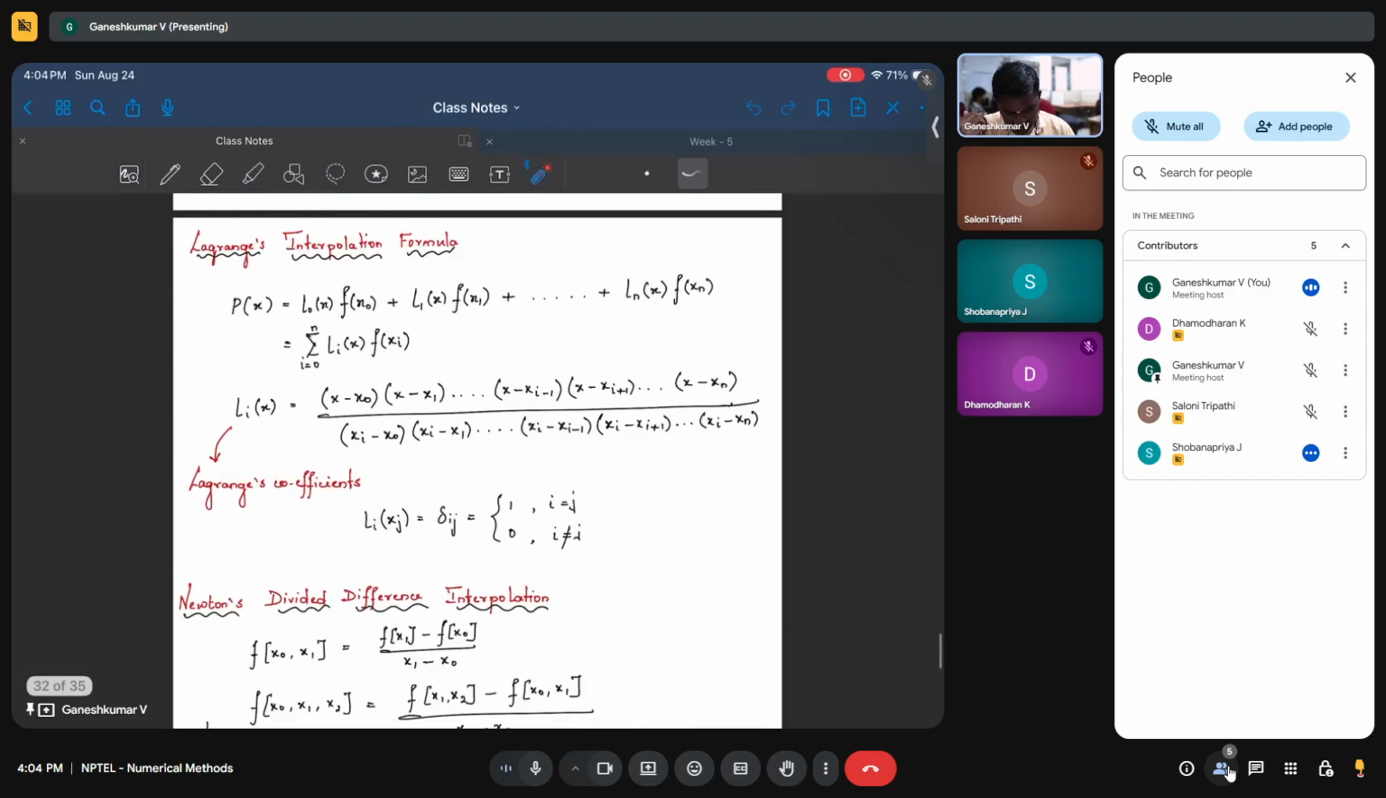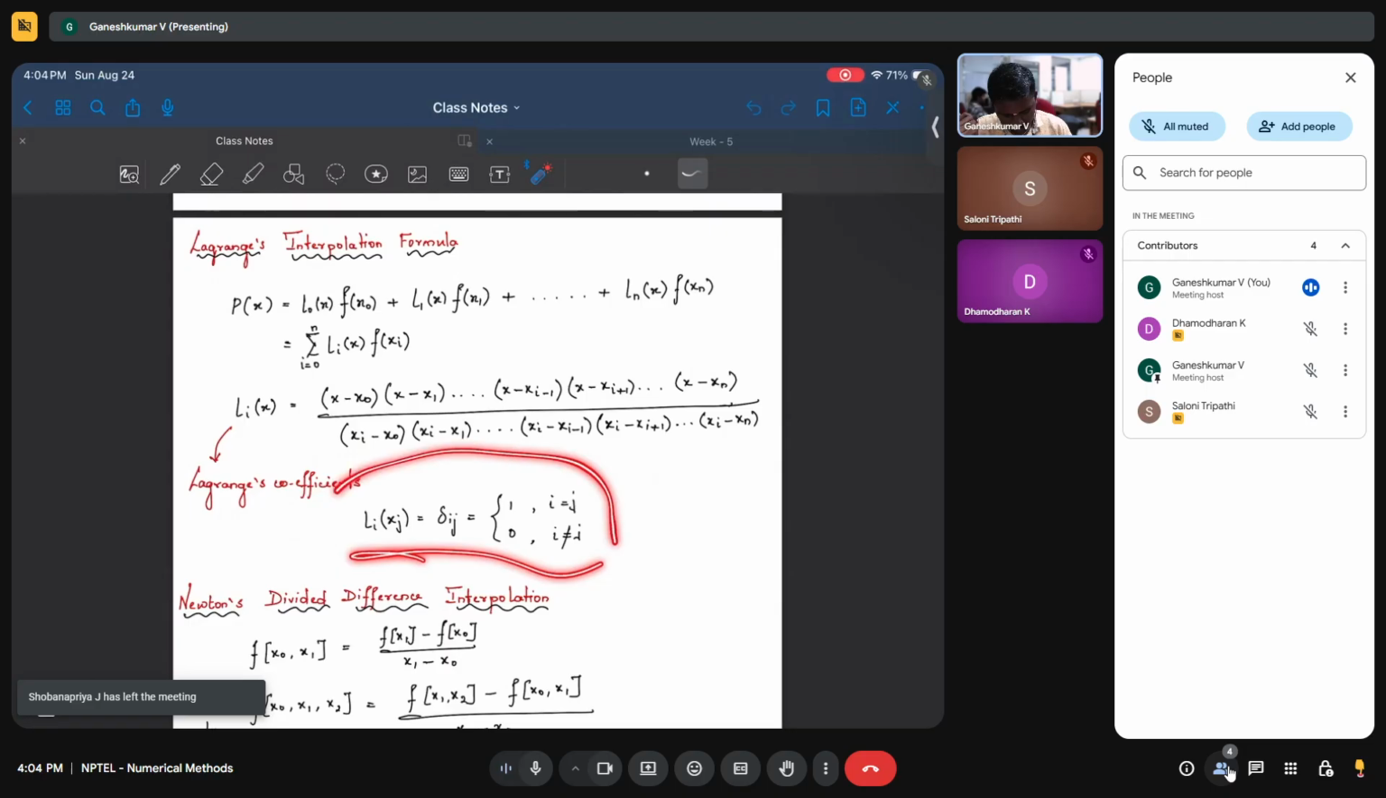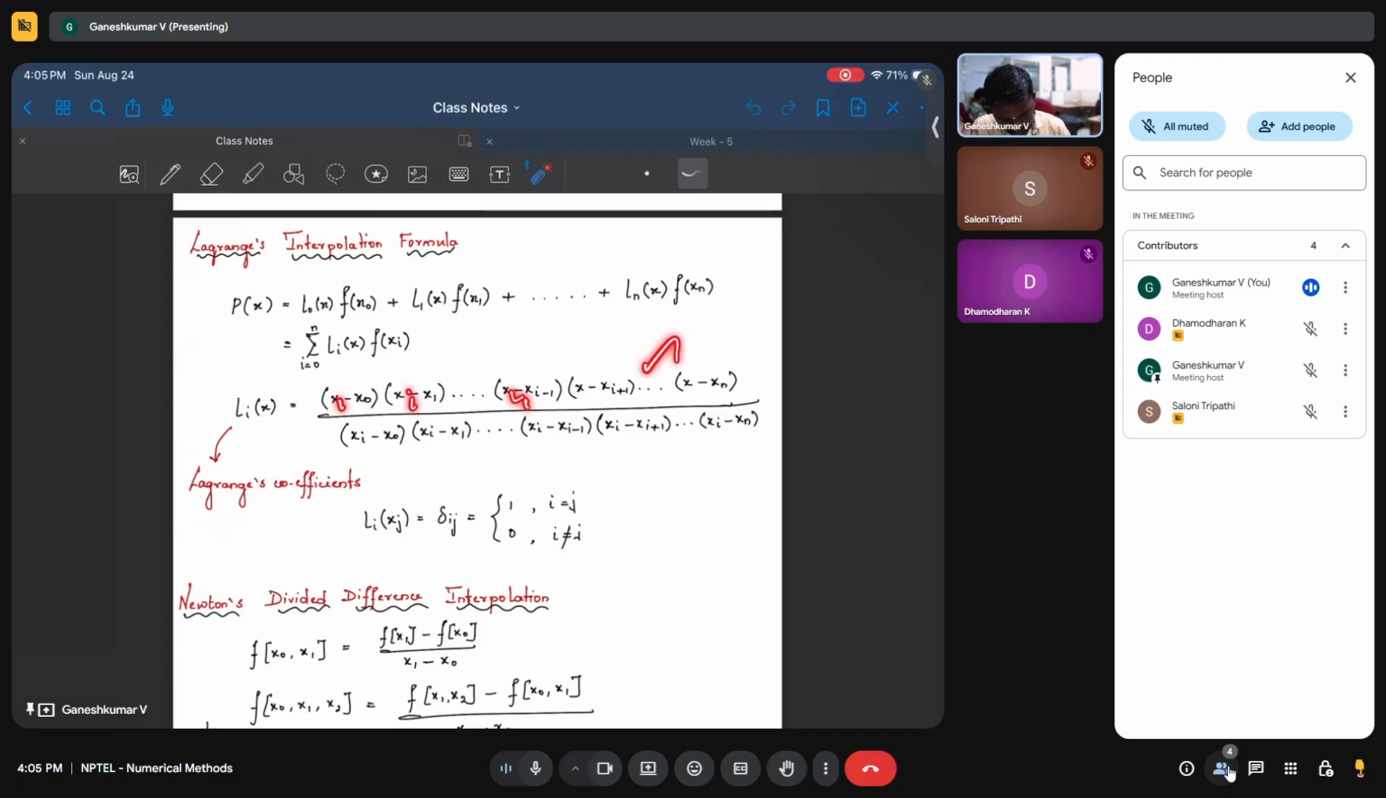In the Lagrange interpolation formula, you have the Lagrange coefficients, which can be expressed like this. And this Lagrange coefficient has the special property of the Kronecker delta. This delta ij is called the Kronecker delta, where if i and j are equal, then the value is 1. If it is not equal, then it becomes 0. So you just substitute, let's say you are trying for xi, you substitute this i here. Everywhere, the numerator and denominator become the same, so they cancel out and you get 1.